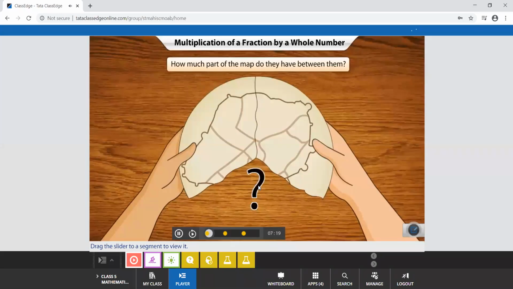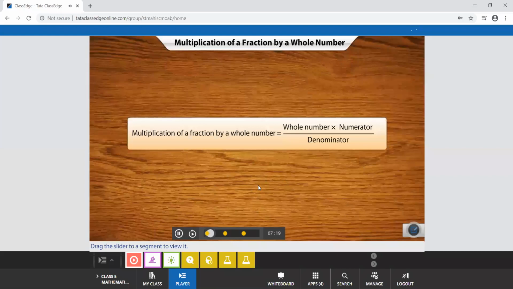To find out, you need to know how to multiply a fraction by a whole number. This animation will take you through the process. When you multiply a fraction by a whole number, you multiply the whole number by the numerator of the fraction.